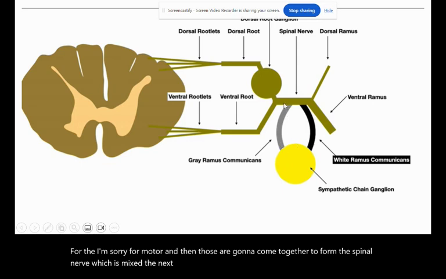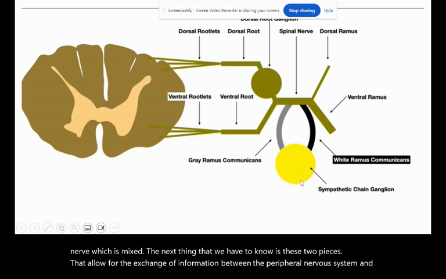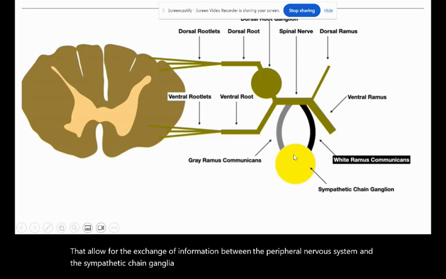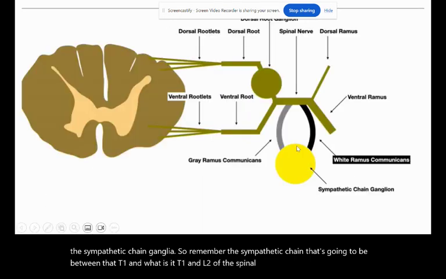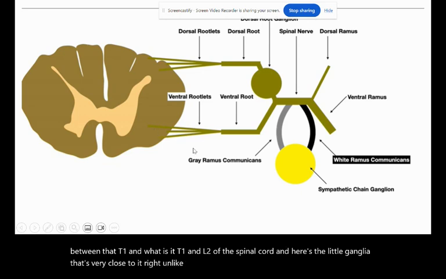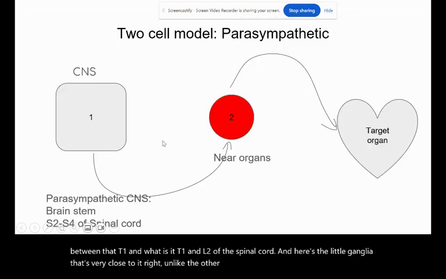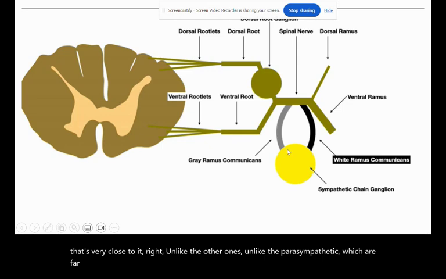The next thing that we have to know is these two pieces that allow for the exchange of information between the peripheral nervous system and the sympathetic chain ganglia. So remember the sympathetic chain, that's going to be between T1 and L2 of the spinal cord. And here's the little ganglia that's very close to it, right? Unlike the parasympathetic, which are far away, these are right near the vertebrae.